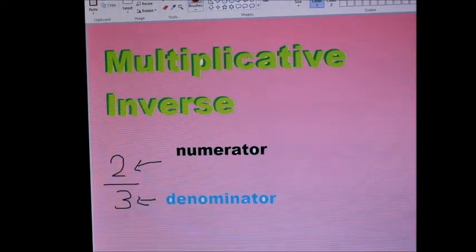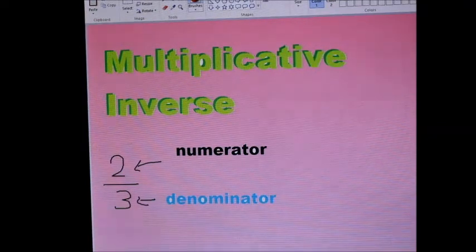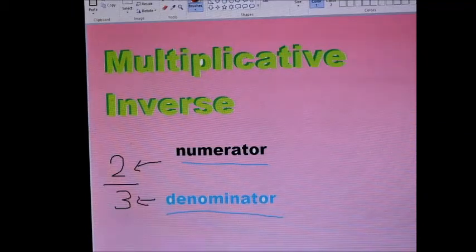First of all, when we are working with multiplicative inverse, we have to know two terms. First term is numerator, second term is denominator. The numerator is the number on the top, the denominator is the number on the bottom. This is also known as a fraction.